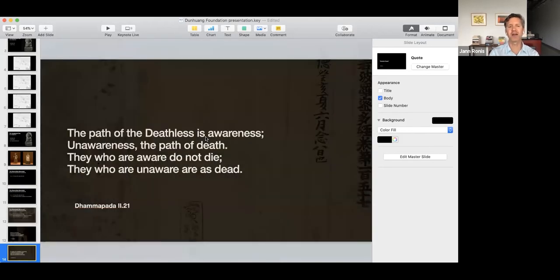All right, here's another quote from the Dhammapada. The path of the deathless is awareness. Unawareness, the path of death. Those who are aware do not die. They who are unaware are as dead. And so the two key terms here are clearly death and awareness. So the path of deathless, capital D, clearly deathless here is a synonym for nirvana, right? If the problem is repeated birth and death, then the opposite of that would be deathlessness, never having to die again, because once you die, you are reborn.